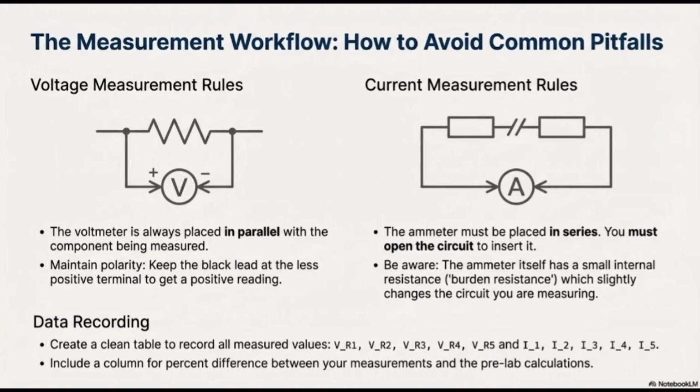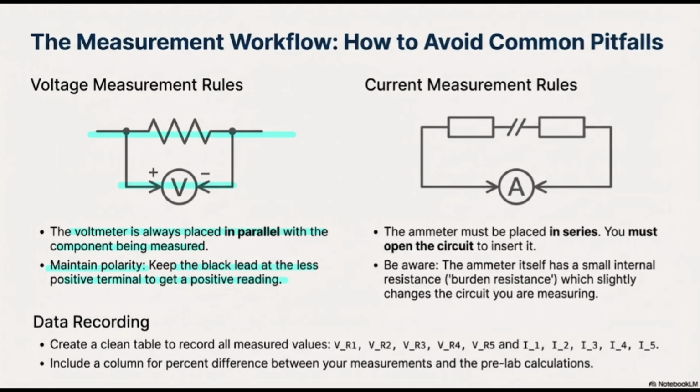So, if you guys remember, we were using the voltmeter and ammeter in order to do what? In order to measure the voltage and current. As we all know, the voltmeter should be connected in parallel to our component. It means that we don't have to disconnect anything. The voltmeter is always placed in parallel with the component being measured, and maintain polarity. So we have to keep the black lead on the less positive terminal to get the positive reading.